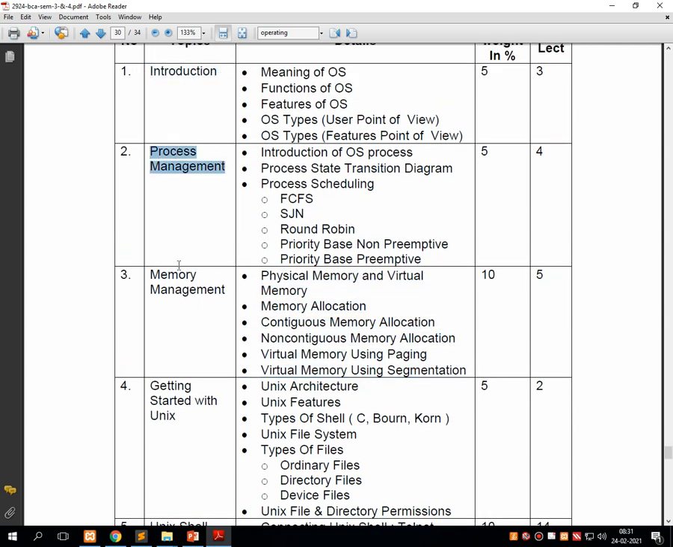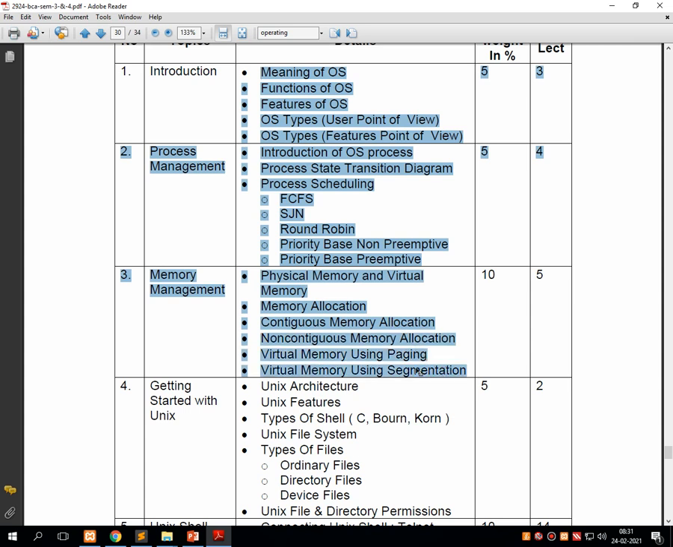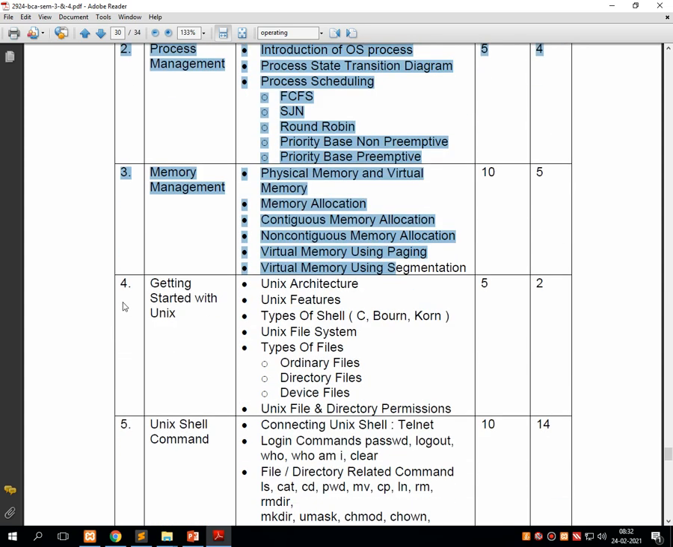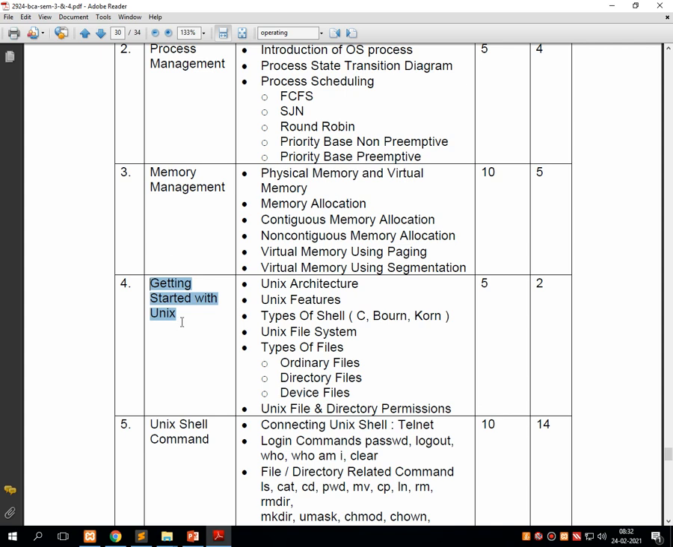Now, unit number 1, unit number 2 and unit number 3, all these units with their topics give us the idea of the operating system, how it handles the internal processes. All these are the theories that we have discussed, which demonstrate how the internal system works in the operating system. Now, in unit number 4, we'll get something new. The title of unit number 4, just focus on that particular title, is Getting Started with Unix.